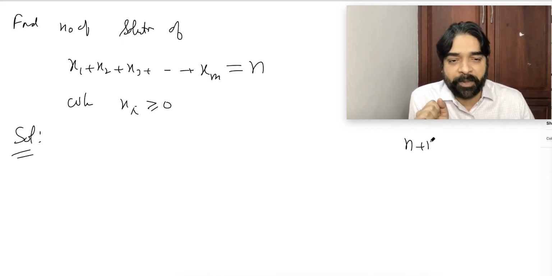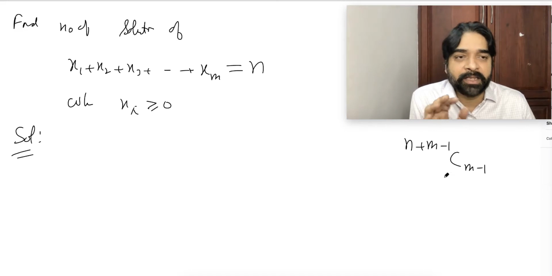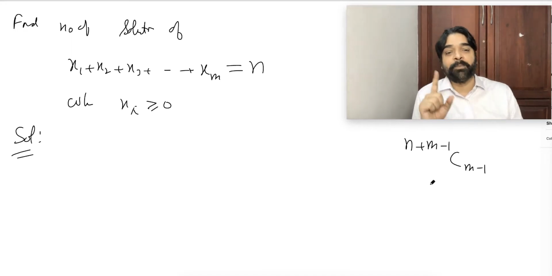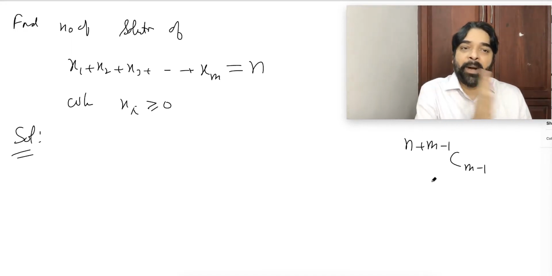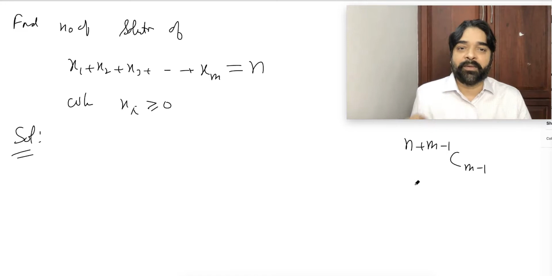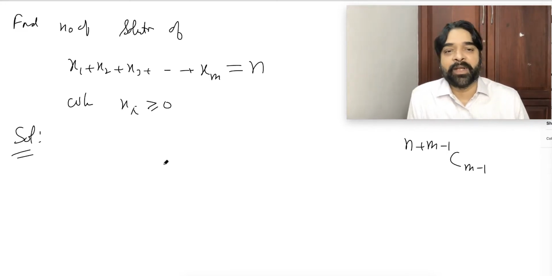So I'll say n plus m minus 1 C m minus 1. Am I right or not? This was the answer, we know. I want to prove it. This is the one way we already proved, by using the partition method. Can we do it another way? We can do it by the coefficient method very easily, as a cross check.